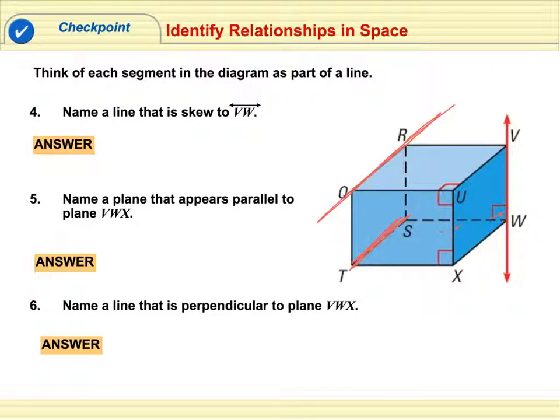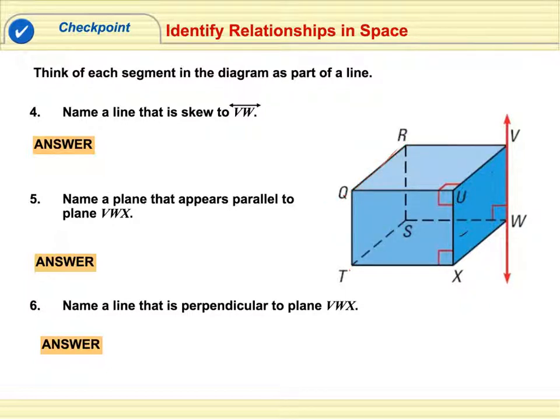Number 5, name a plane that appears parallel to VWX. VWX is this one here. Let me use black. VWX is this plane. So if you imagine a box, it's fairly easy to find a parallel plane to VWX. Now name a line that's perpendicular to VWX.